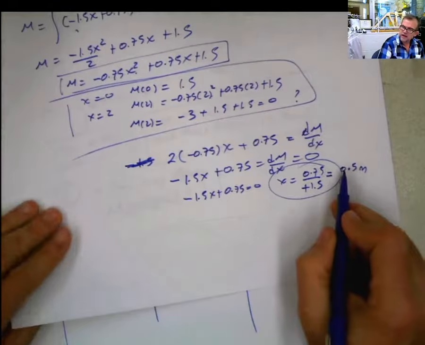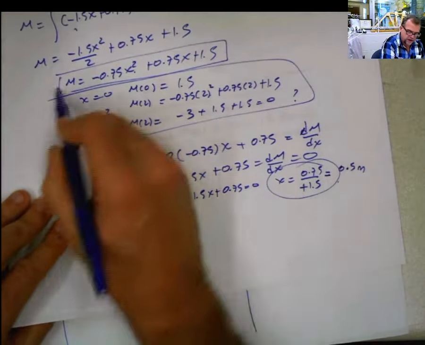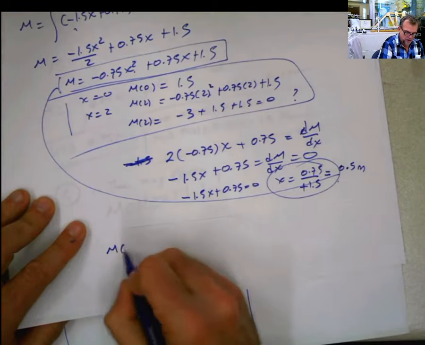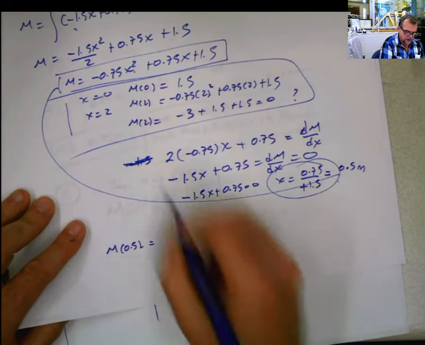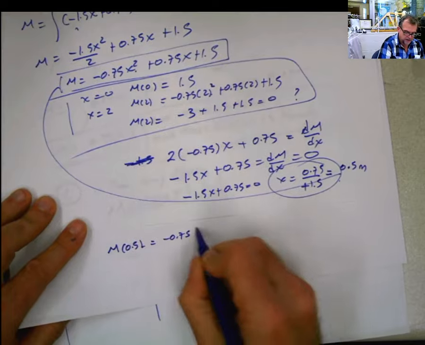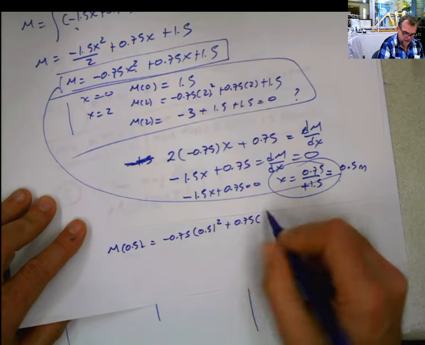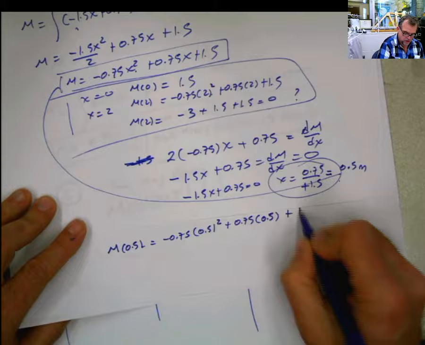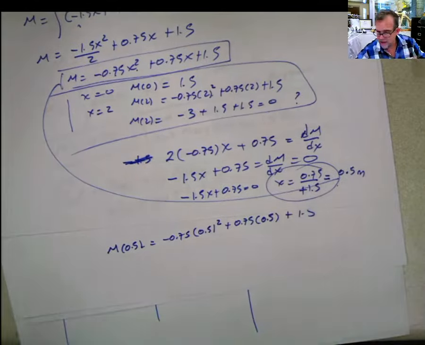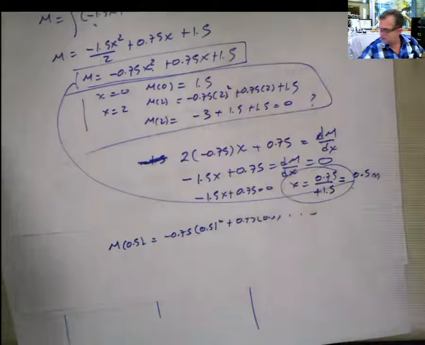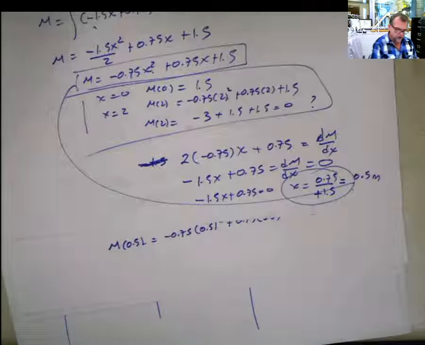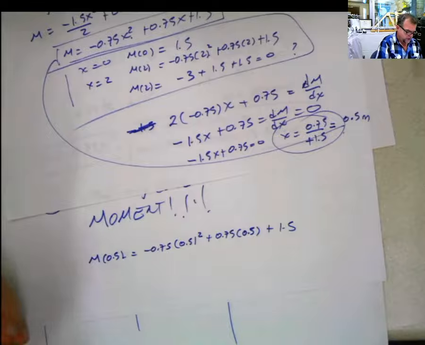If I want to know the value of the moment, I evaluate it at this point: moment of 0.5 is going to be equal to negative 0.75 times 0.5 squared plus 0.75 times 0.5 plus 1.5. And that value is, where is my calculator? Gosh. Calculator! Here. Negative 0.75 times 0.25.